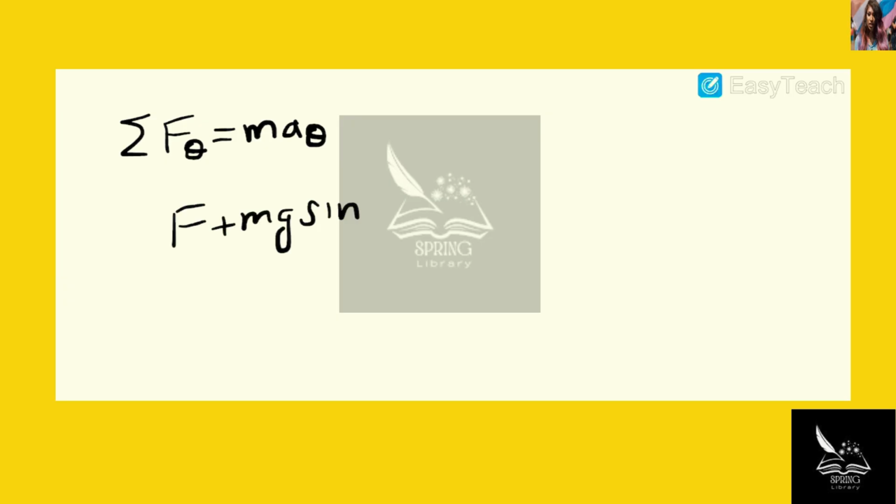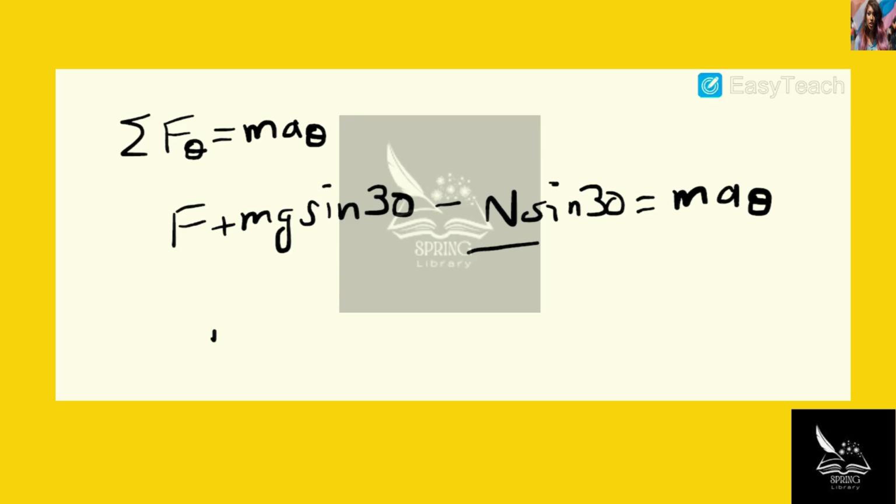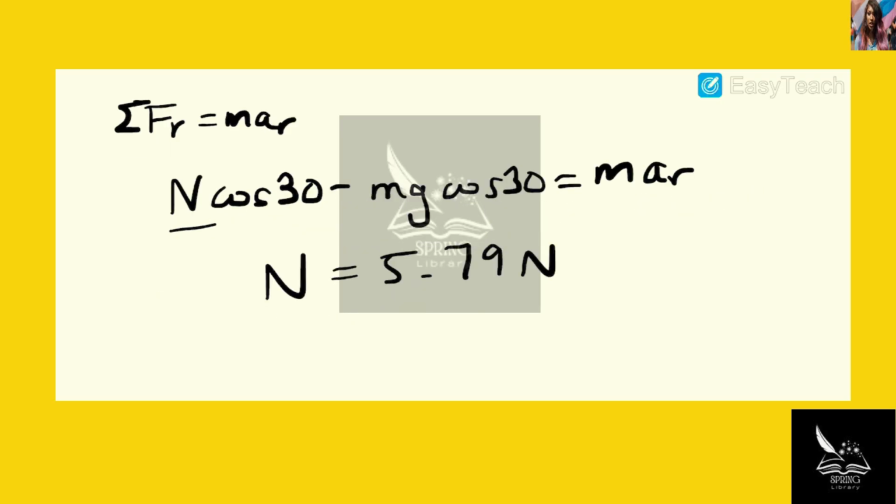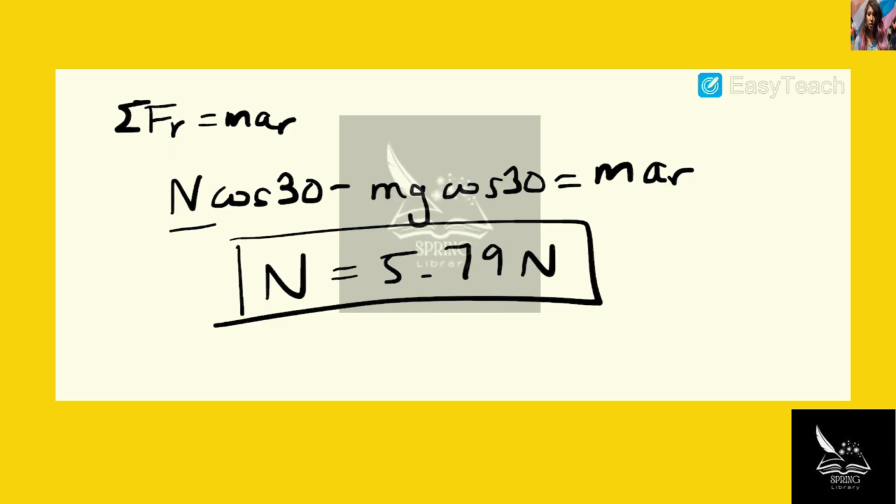Next, what we can do is we can solve for F. And by doing that, we can say the net force in theta is equal to m times a_theta. And we see that F plus mg sine 30 minus N sine 30 is equal to m a_theta. Now we solved for N previously, so we can solve directly for F. And we see that F is equal to 1.78 newtons. So that is one part of our answer, and this is the other part of our answer.